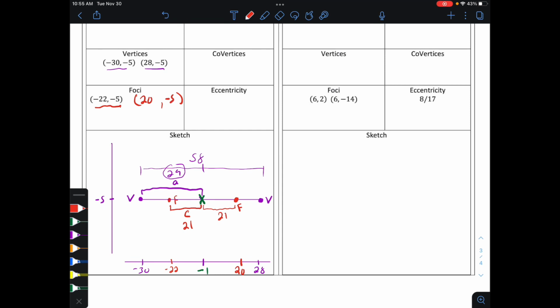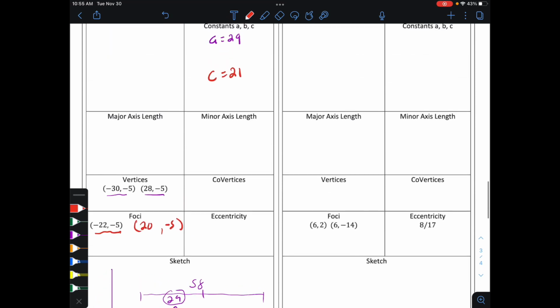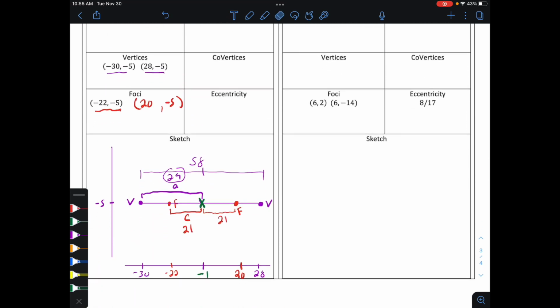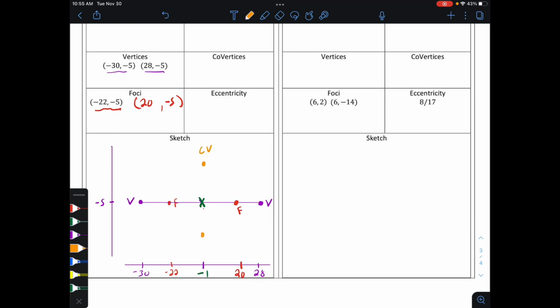Okay. Now, let's see, what else do we need to figure out? B. All right, so I'm going to clean this picture up a little bit and delete the stuff that we don't need. We know what A is, and we figured out what C is, and we got our other focus. All right, so our co-vertices, if our actual vertices are left and right, our co-vertices are going to be vertical, up and down. All right, well, I know the x value of them are both going to be -1. I need to figure out the y value.